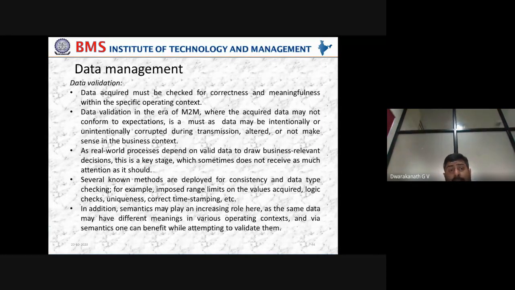Coming to the next point, there are several known methods deployed for consistency and data type checking. For example, imposed range limits or values required, logic checks, uniqueness, correct time stamping, etc. Now, imagine deployed consistency is there. I will check the data: if it is this particular type of data, yes, it is correct. Otherwise, I don't consider it. How can I make that?